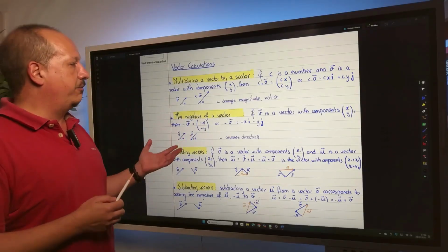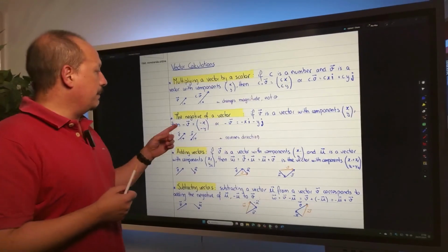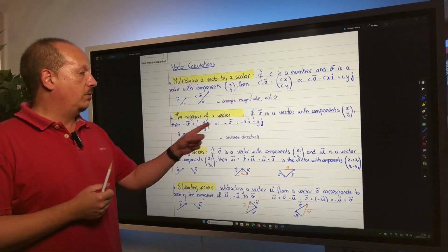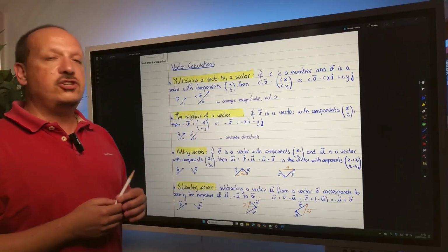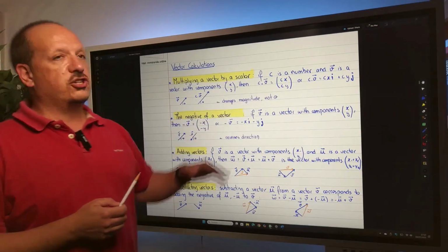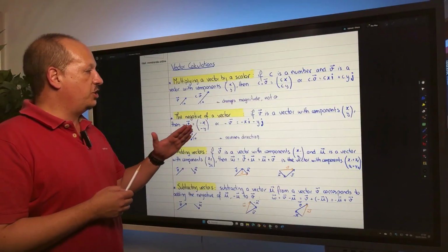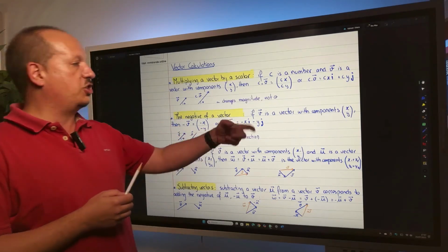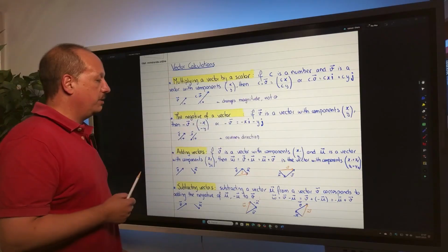What is the negative of a vector? If V is a vector with components x, y, then minus V is just going to be minus x, minus y. Or minus V is going to be minus xi minus yj. All right? What does this do? It doesn't change the magnitude of the vector. It just changes its direction. It's going to be the opposite direction, as represented over here.